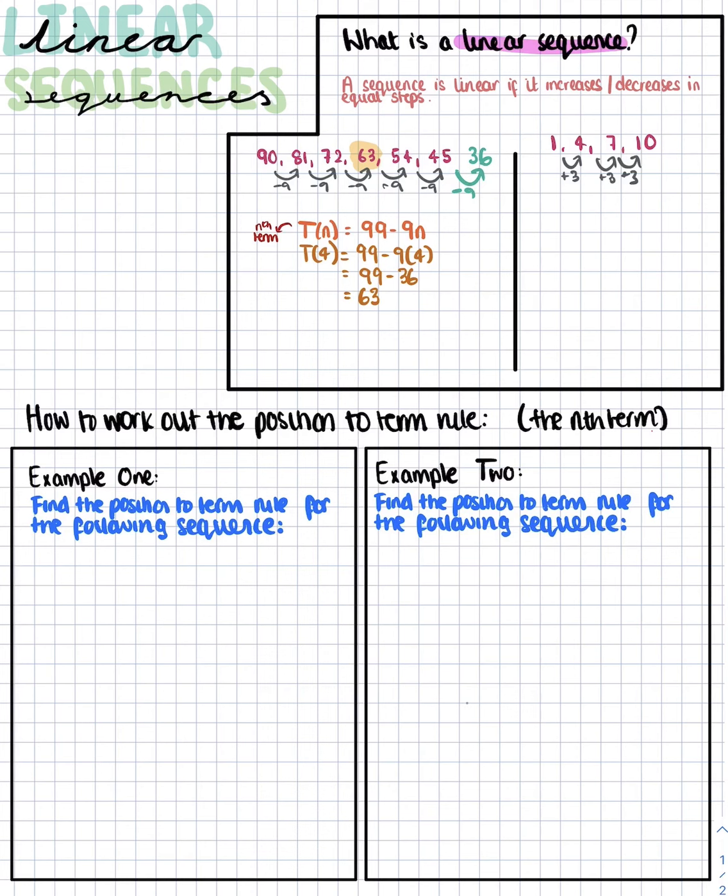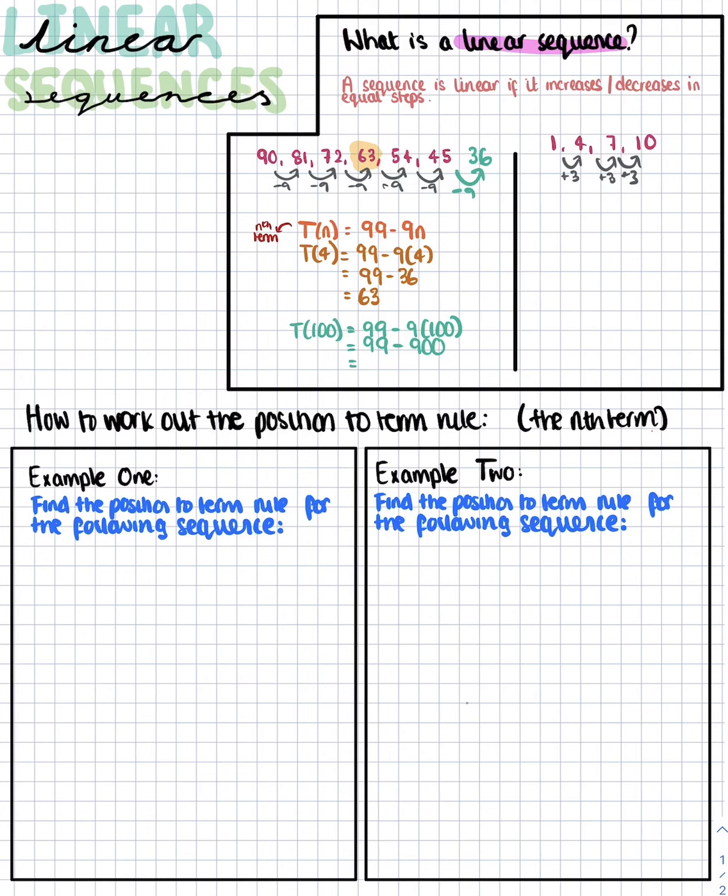But what if I wanted to work out the 100th term? Well, instead I can use my formula. I can replace my n with 100. So I will have 99 minus 9 times 100. I know 9 times 100 is 900, so I've got 99 minus 900. Now be careful because this does give us a negative answer.